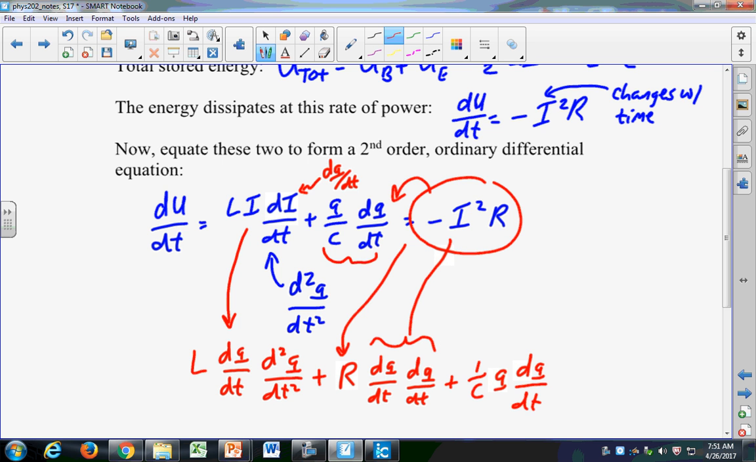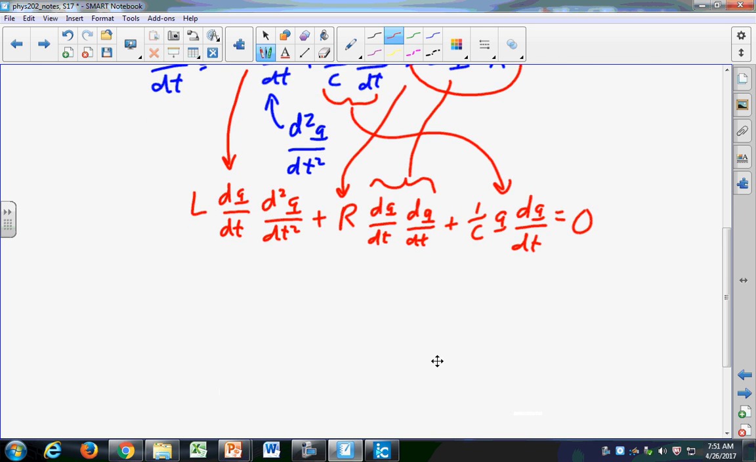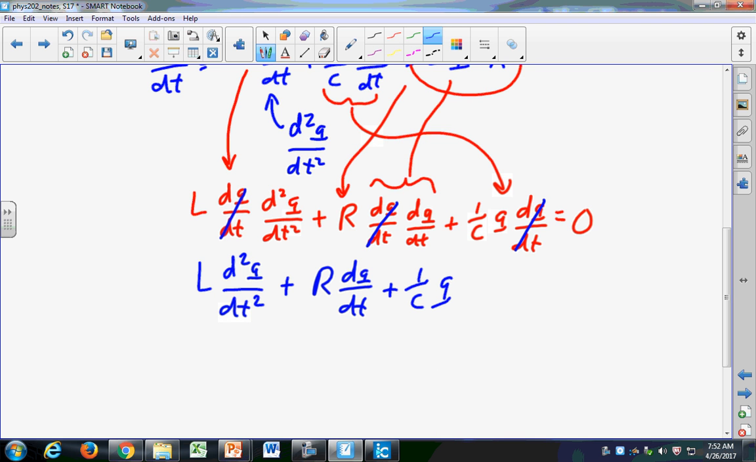That's this thing right here. And this is all equal to 0. And so my second order differential equation, I can cancel out some things and get rid of this, this, and this just by dividing the whole thing through. And I get this second order differential equation: L d squared q dt squared plus R dq dt plus 1 over C q. And that's all equal to 0.